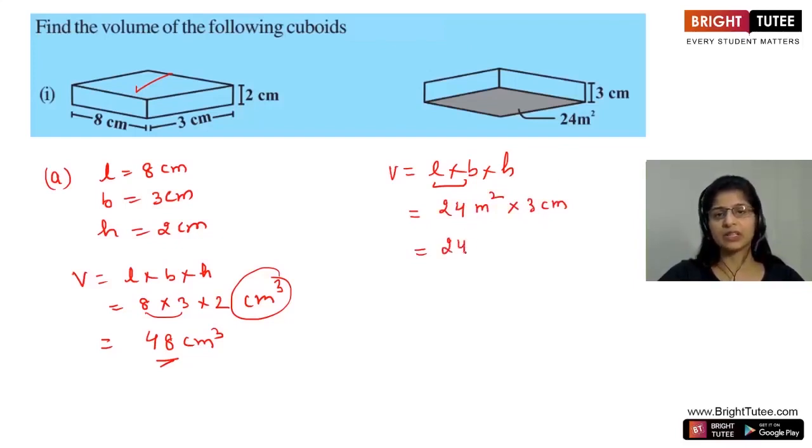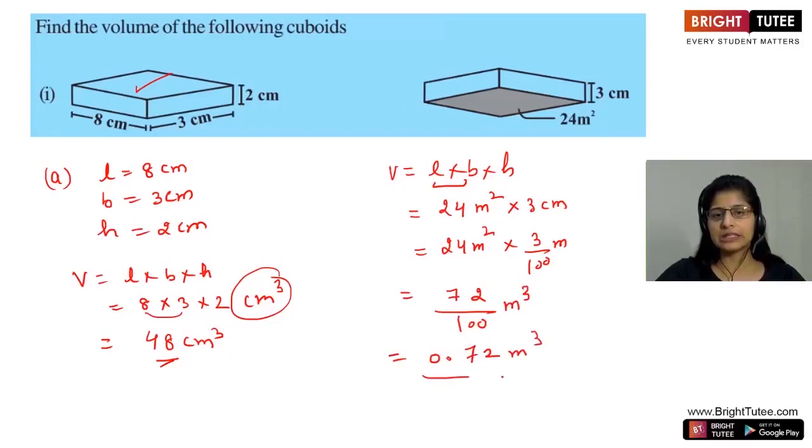So we can convert the centimeter also into meters. 3 upon 100 meter. So we get 24 into 3: 3 4s are 12, 3 2s are 6 and 1 is 7, 72 upon 100 meter square into meter is cubic meter, 0.72 cubic meter. This is the volume of this box in meters if we calculate. Right? So this is how we solve the questions.